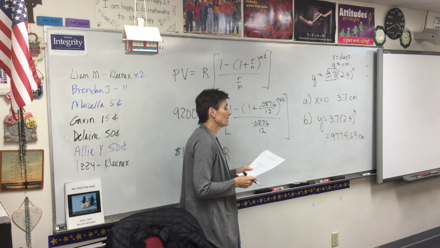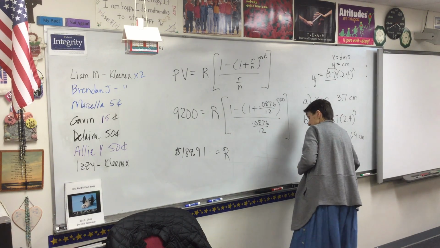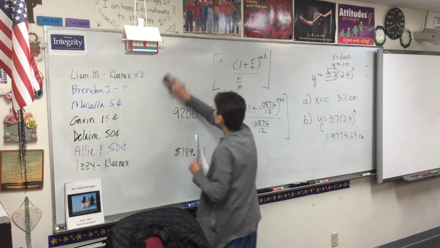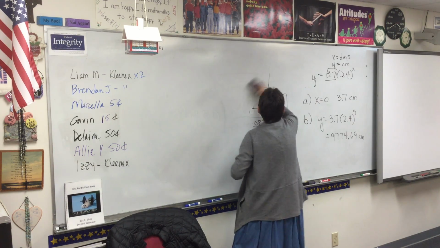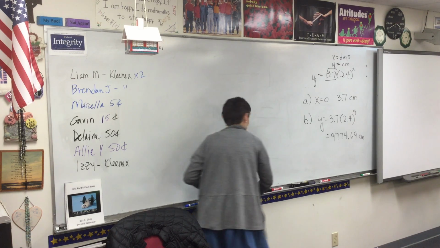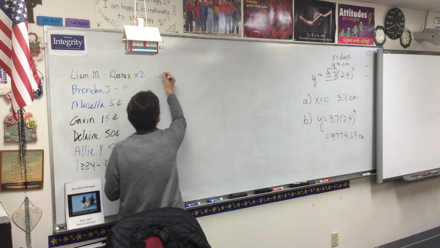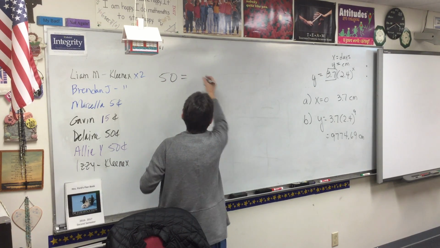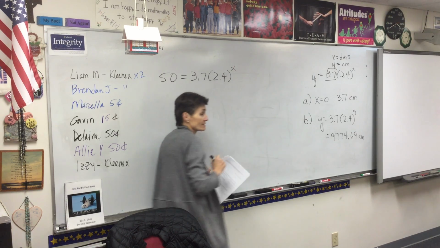When will the plant be 50 centimeters long? What do we do? Plug in 50 for Y. So 50 equals 3.7 times 2.4 to the X.